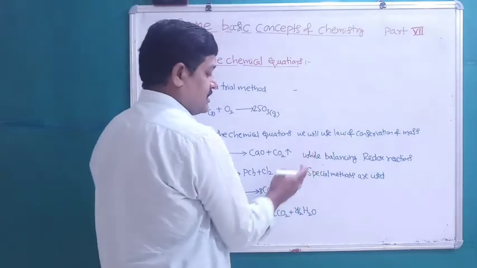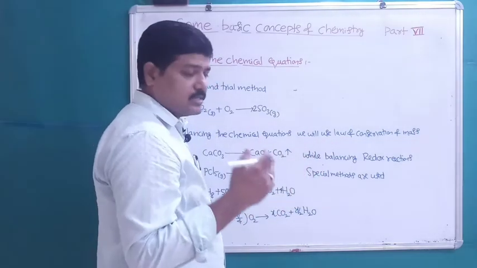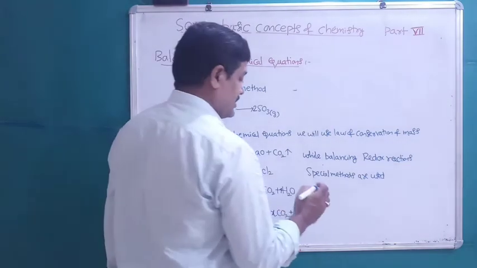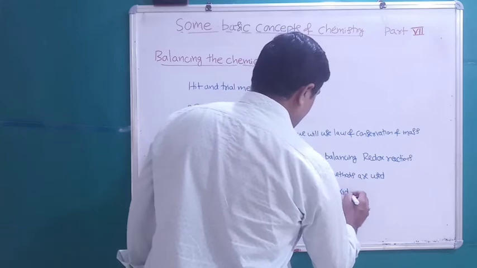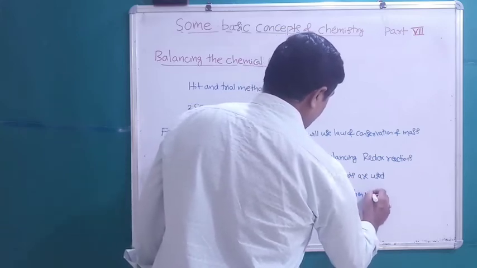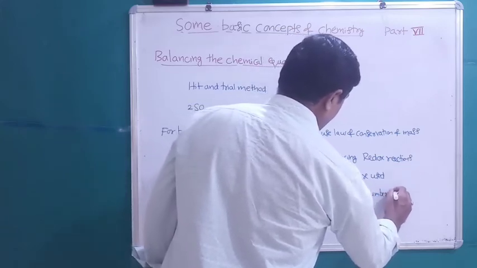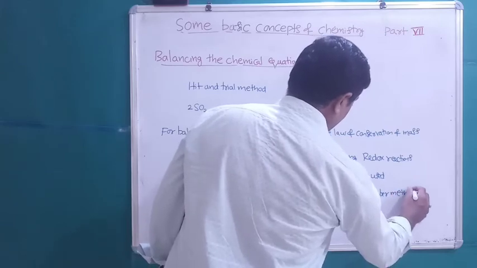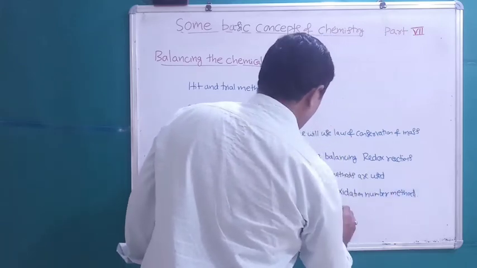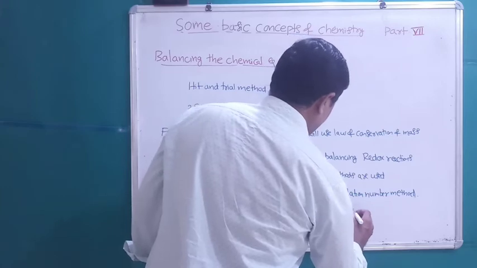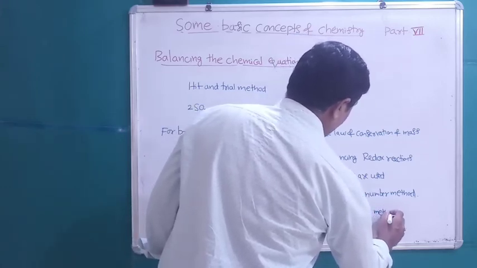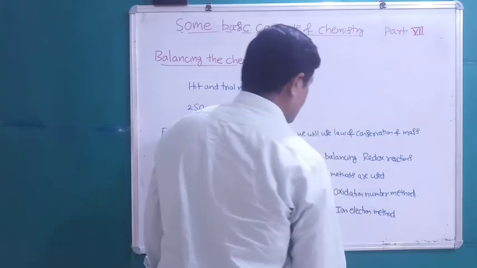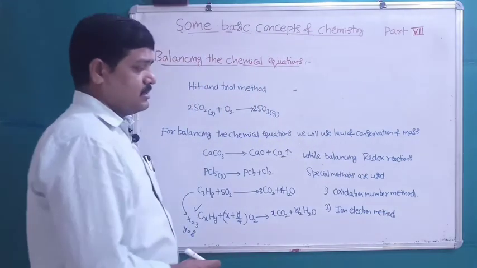Out of those methods, in the syllabus of the redox reaction chapter, we have two methods. One is the oxidation number method. Another one is the ion electron method. These two methods we will discuss in the chapter redox reactions.